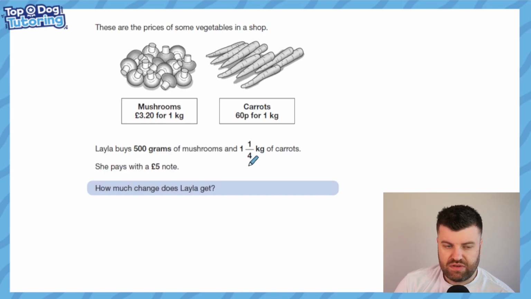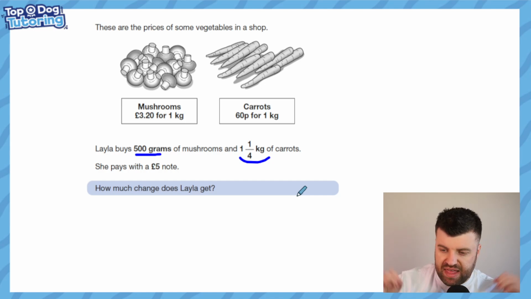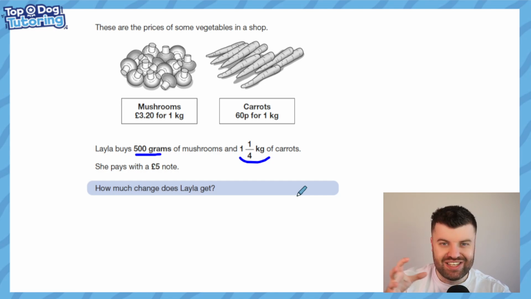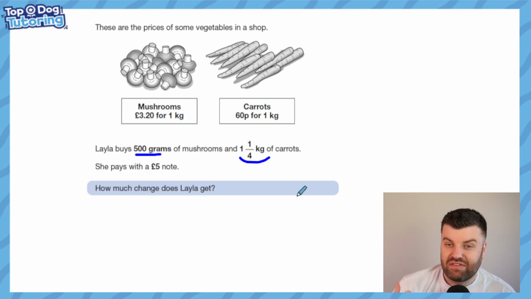These are the prices of some vegetables in a shop. Mushrooms, £3.20 for 1 kilogram. 60p for a kilogram when it comes to carrots. Layla buys 500 grams of mushrooms and 1¼ kilograms of carrots. The perfect example of how money can be used as a vehicle to test other things. In this case, fractions and conversion of units.